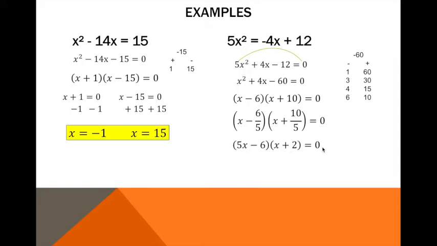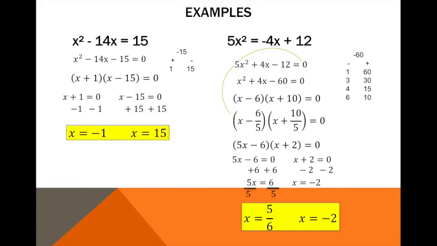Set each equal to 0. So 5x minus 6 equals 0 and x plus 2 equals 0. Add 6 to both sides and subtract 2 from both sides. So 5x equals 6 and x equals negative 2. Divide by 5. So x equals 6 over 5 and x equals negative 2.